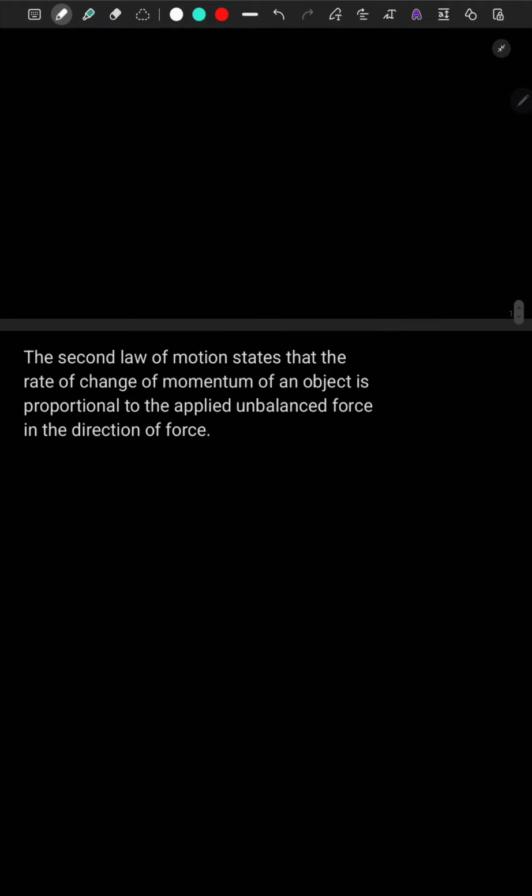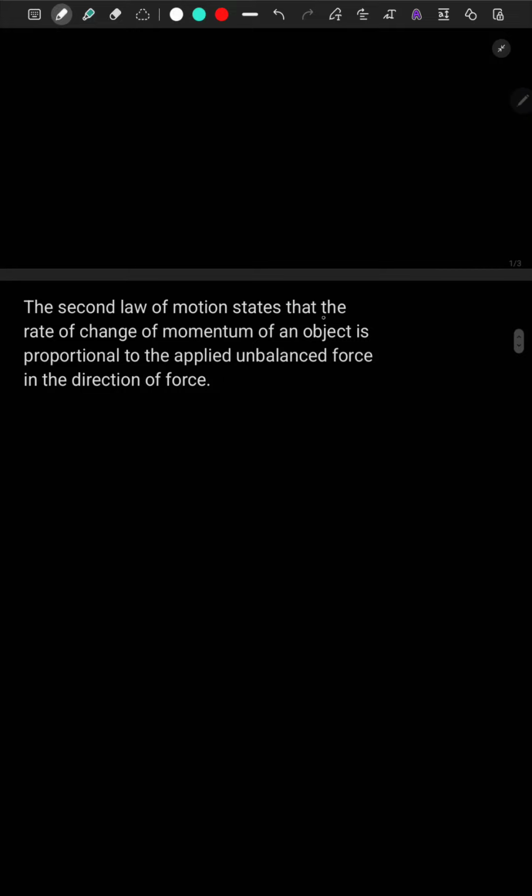Now moving on to the second law. Second law of motion states that the rate of change of momentum of an object is proportional to the applied unbalanced force in the direction of force. It is saying that force is equal to change in momentum, which is represented by P, upon change in time. Here delta represents the change.